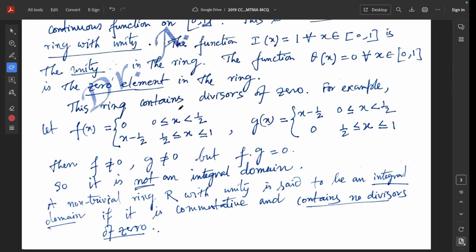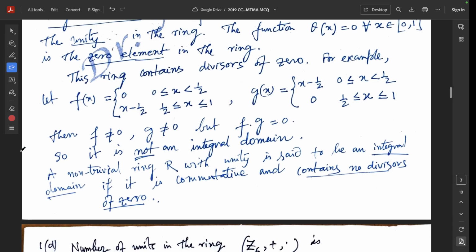And the ring contains divisors of 0. For example, f(x) equal to 0 for 0 less than or equal to x less than half, and x minus half for half less than or equal to x less than or equal to 1, and g(x) equal to x minus half for 0 less than or equal to x less than half, and g(x) equal to 0 when half less than or equal to x less than or equal to 1. Then obviously f not equal to 0 and g not equal to 0, but f dot g equal to 0.